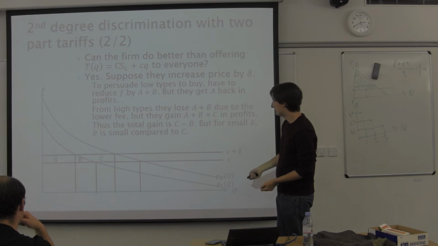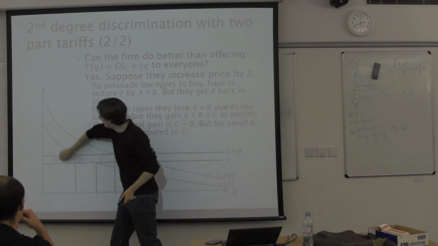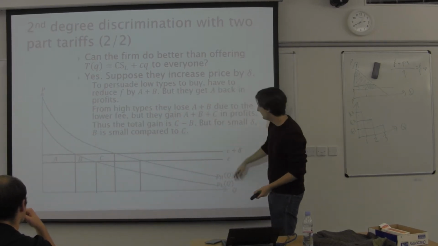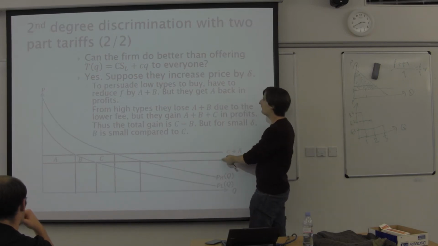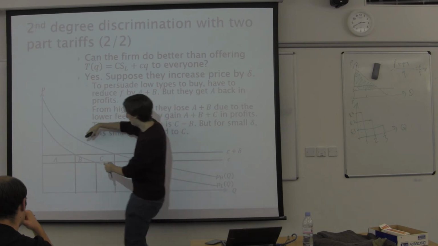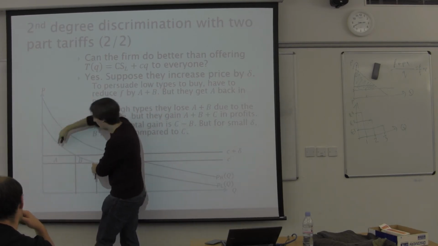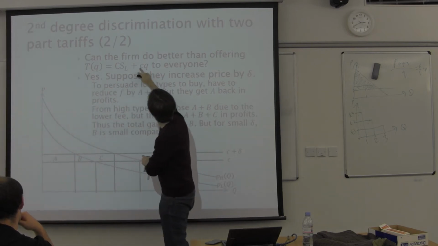So here we've got two demand curves. Okay, here's the low types demand curve, here's the high types demand curve. And imagine that to start off with, the firm is charging everyone the consumer surplus that low types would get under perfect competition as a fixed fee, so all of this area, okay, plus marginal cost times quantity.